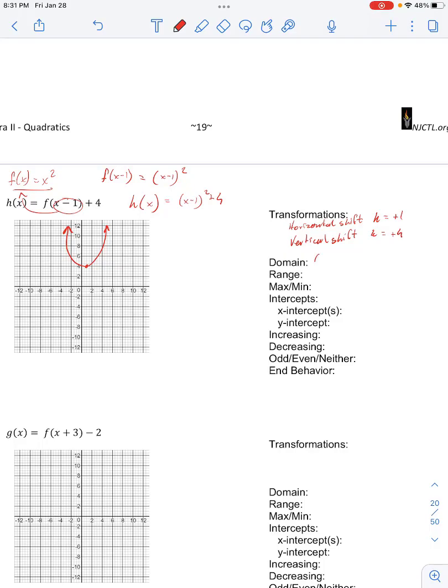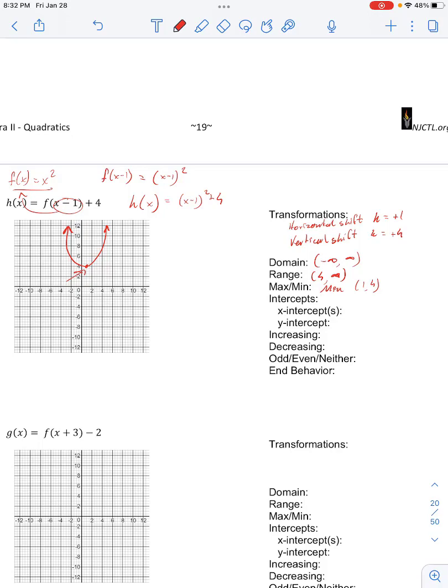Our domain still is from negative infinity to infinity. It's possible for all x values. Our range, though, is from this minimum point, which is at our vertex, so that's 4 to infinity, because it opens upwards. Our max or min: we have a min at the vertex, which is 1, 4.